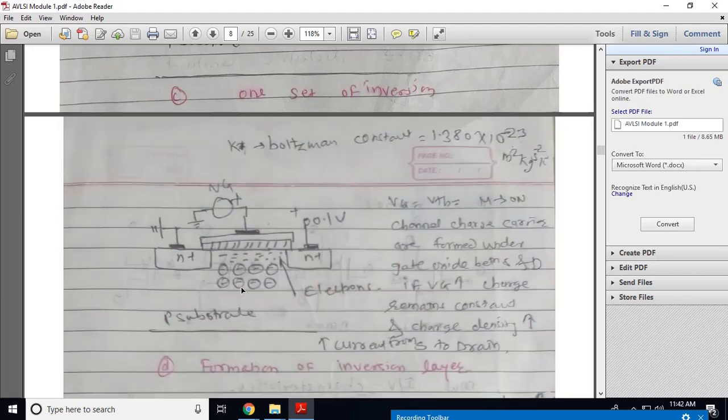If you see this, initially holes are present because this is a p-type substrate, and these holes are replaced with electrons by applying the proper voltage on the gate and drain terminals. So this is the formation of the inversion layer. Holes are replaced with electrons, so this is the inversion layer.